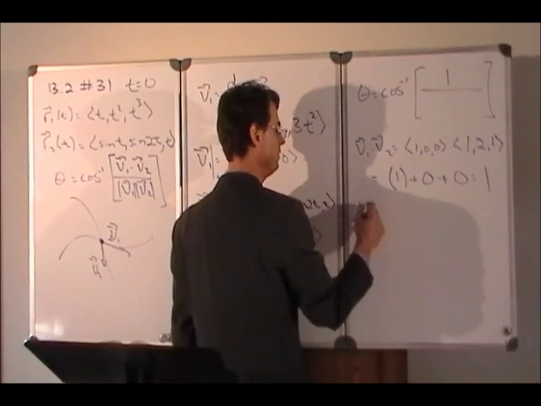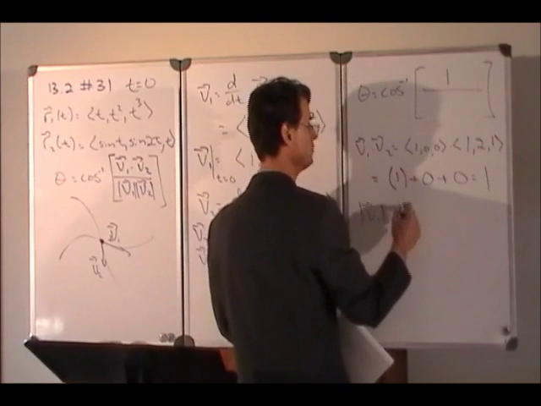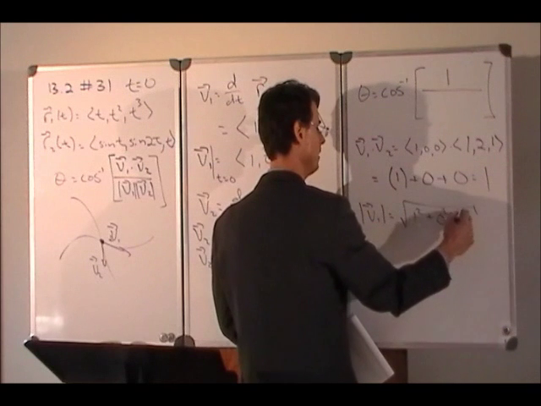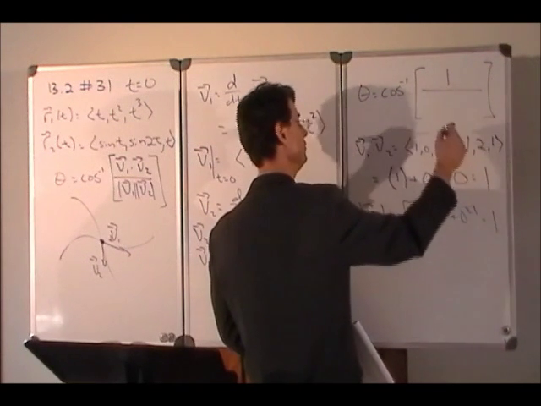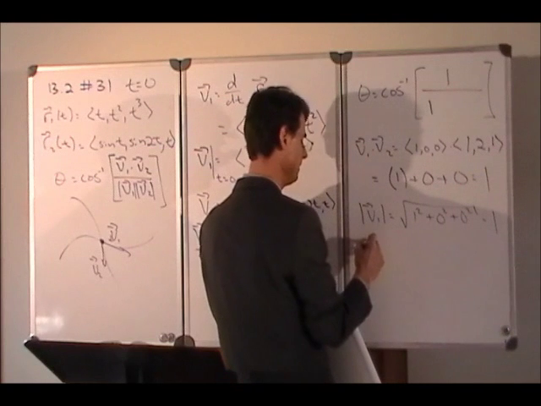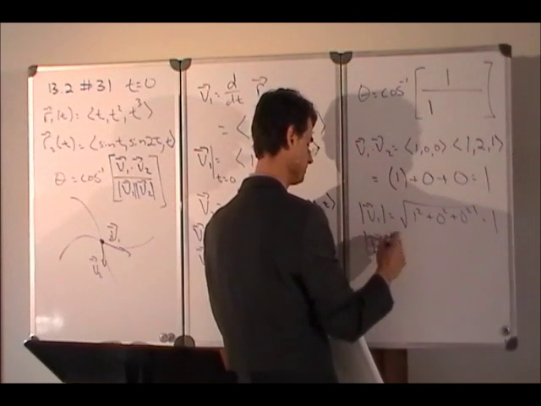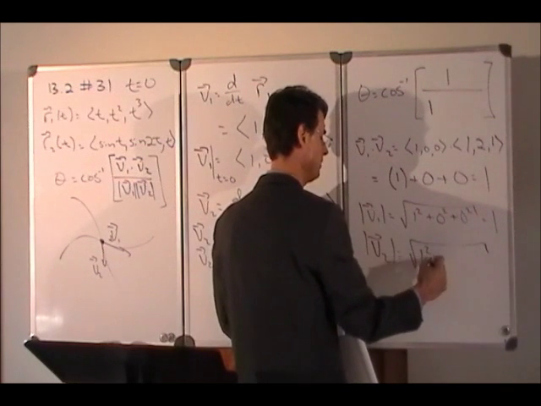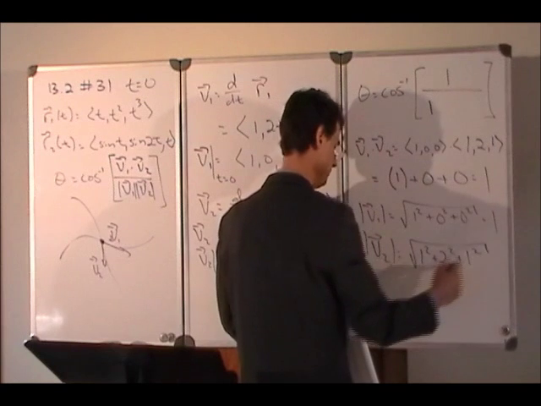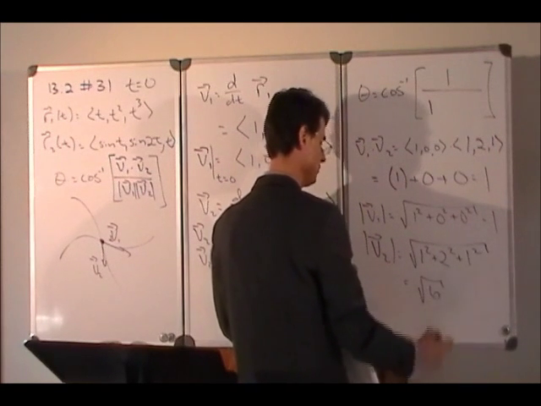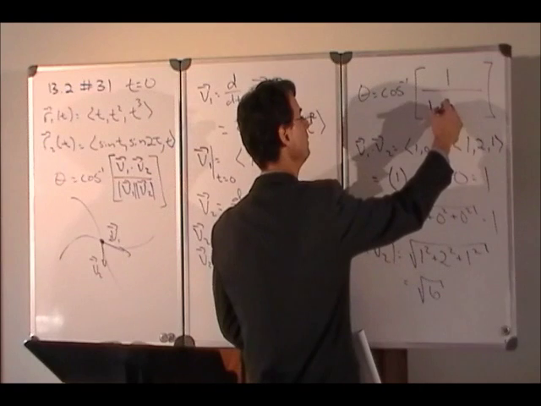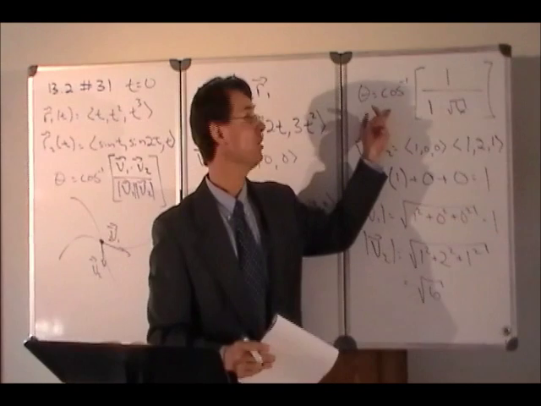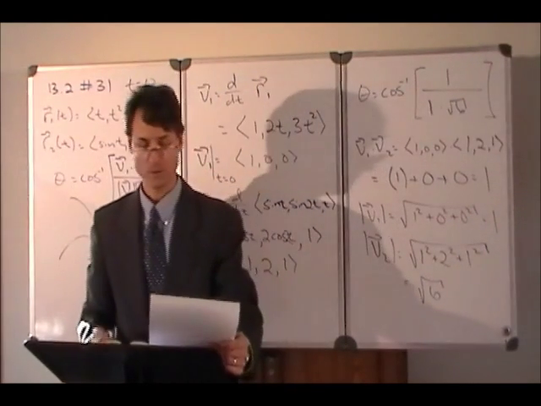And then what's the magnitude of V1? Well, the magnitude of V1 is the square root of the x component squared plus the y component squared plus the z component squared. So that's just the square root of 1, which is 1. V2 is the square root of 1 squared plus 2 squared plus 1 squared. So that's the square root of 6. So we have 1 times the square root of 6. So the angle is going to be the inverse cosine of 1 over the square root of 6.